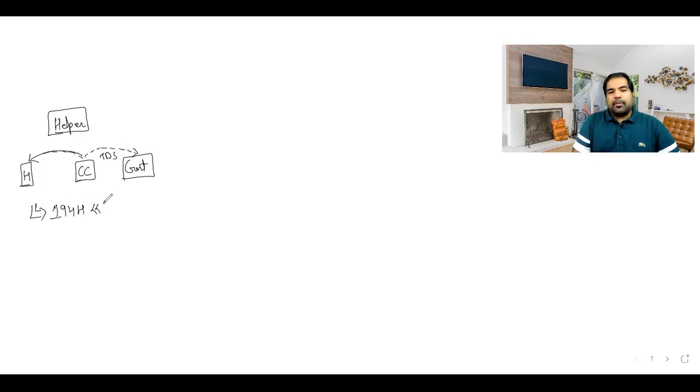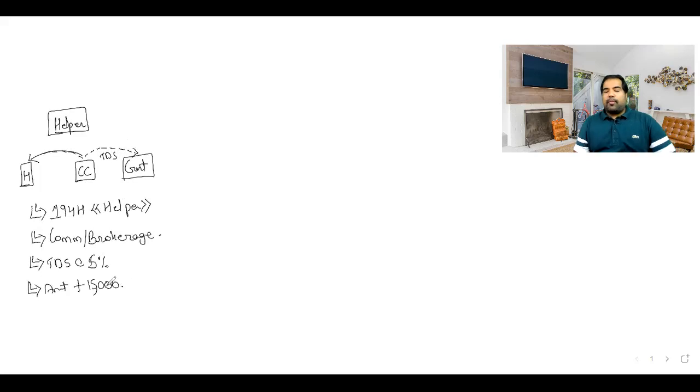194H, H is for helper. Whenever you're paying any commission or brokerage, you need to deduct TDS. Guys, watch out, TDS will be at the rate of 5% if the amount that you're paying to that broker or helper or commission agent is more than 15,000 rupees.